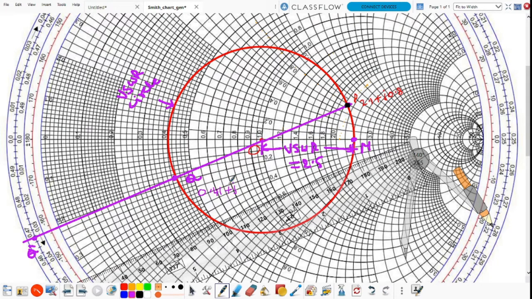And what is the reactance value at point Q? The reactance value at point Q is, this is 0.2 and this is 0.1, 0.158. Now the point Q is below the horizontal axis, and below the horizontal axis it has a negative reactance value, so minus j 0.158.